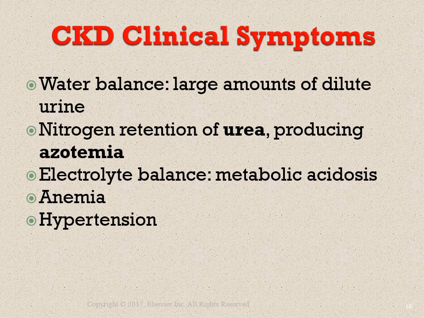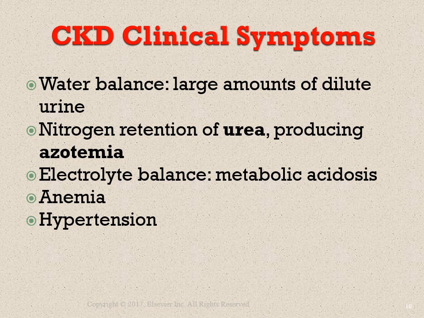Chronic kidney disease, or CKD, clinical symptoms. So we have very dilute urine. The nitrogen retention of urea producing azotemia. So that is basically where there's nitrogen in the blood. And then we have electrolyte imbalance, metabolic acidosis. We have anemia. Anemia results because the kidneys cannot perform their normal function of stimulating RBC production. So it can result in anemia, as well as hypertension.